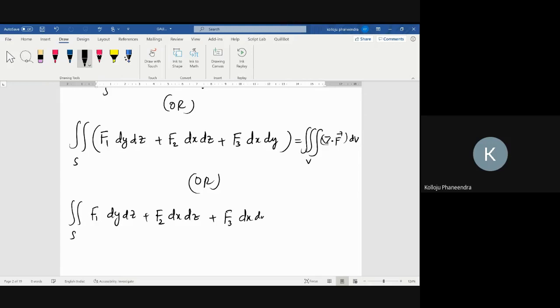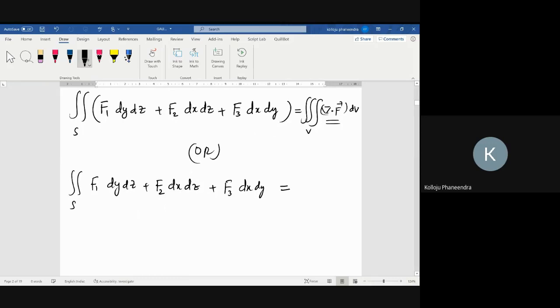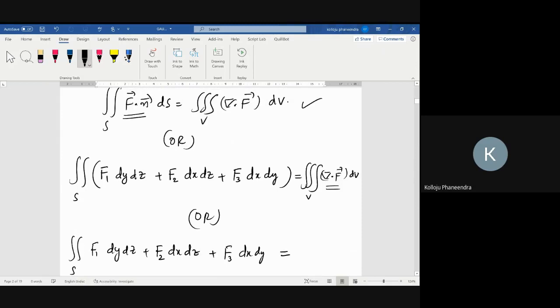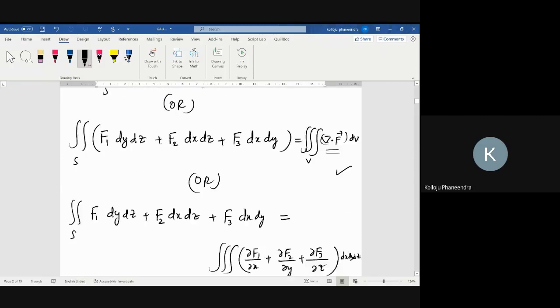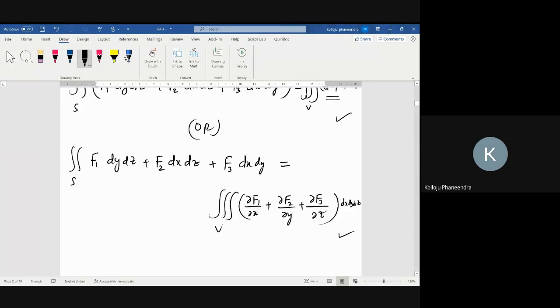Therefore write dx dy, equal to what is del dot f bar? You know what del dot f bar is: triple integral over V of the ith component's derivative with respect to x, the jth component's derivative with respect to y, the kth component's derivative with respect to z, dx dy dz, which is dv. This is another structure of the Gauss divergence theorem. So you remember this one and this one, since the problem will be given in any manner.